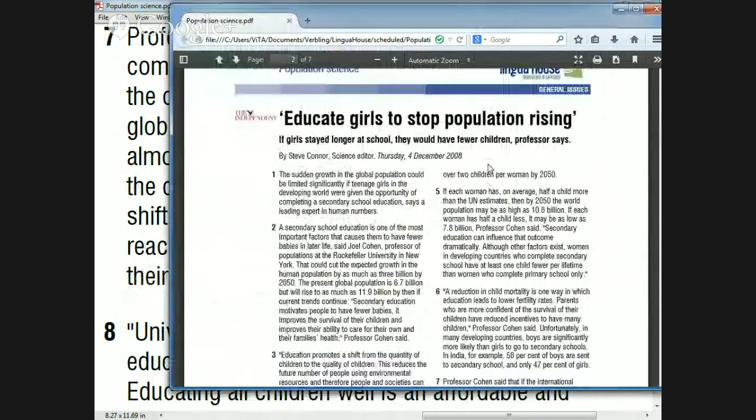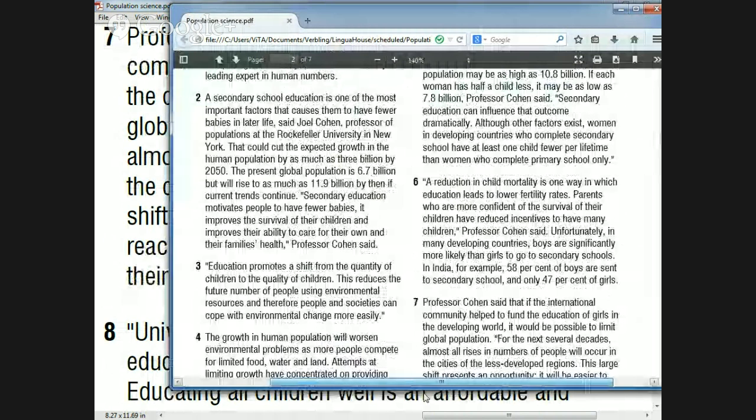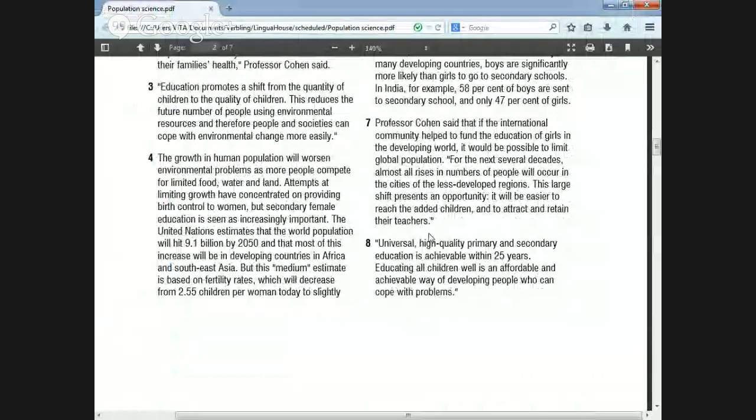Okay, the last paragraphs. I'm going to go ahead and read these out loud. Professor Cohen said that if the international community helped to fund the education of girls in the developing world, it would be possible to limit global population. For the next several decades, almost all rises in numbers of people will occur in the cities of the less developed regions. This large shift presents an opportunity. It will be easier to reach the added children and to attract and retain their teachers.